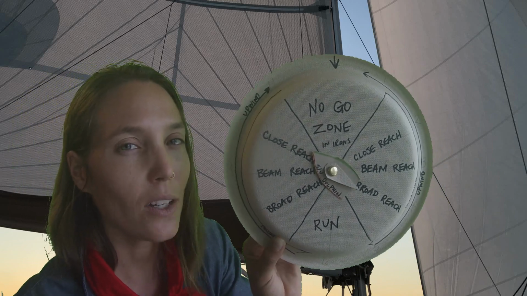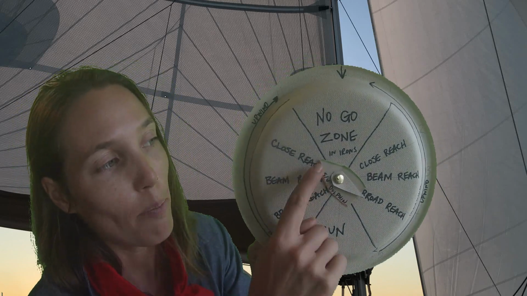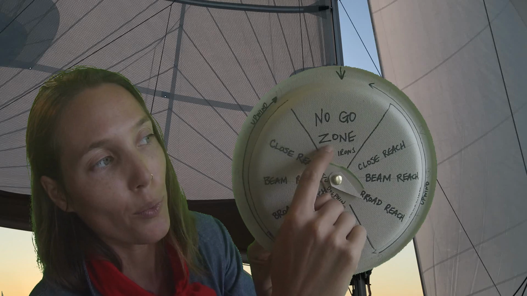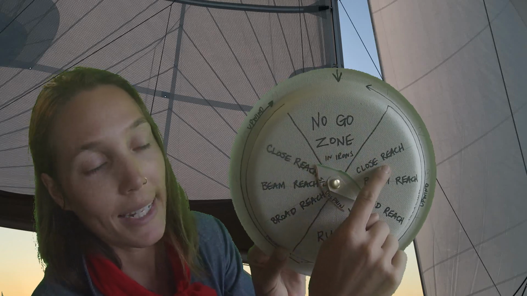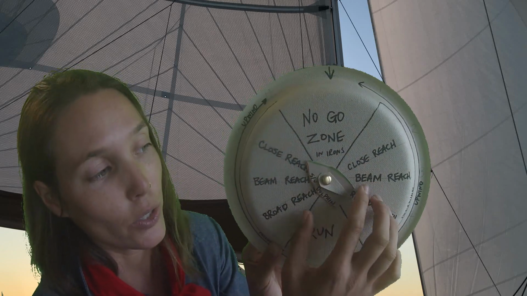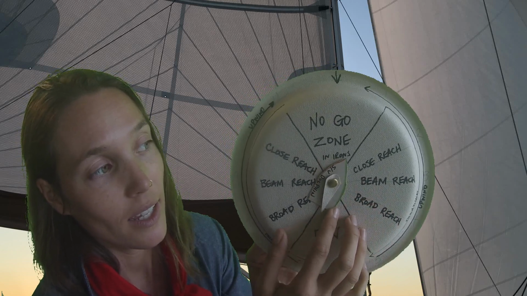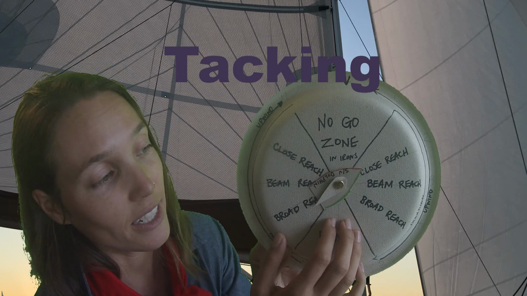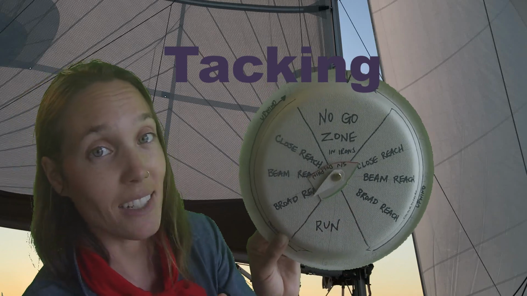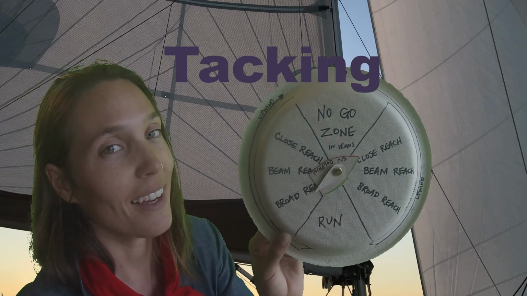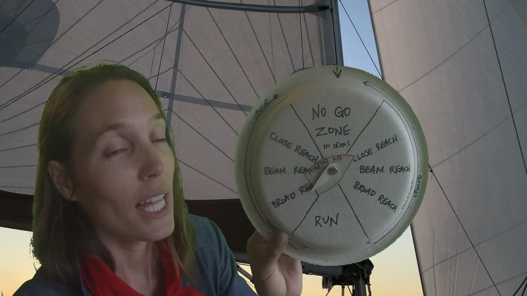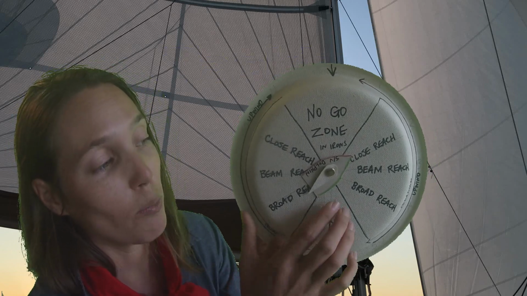Now, what's it called when we take the bow of the boat through the no-go zone and end up on the other side in a close reach? It's called tacking. We've just tacked our boat. Excellent. Now, let's move downwind to a beam reach.